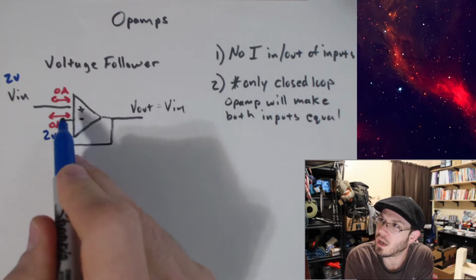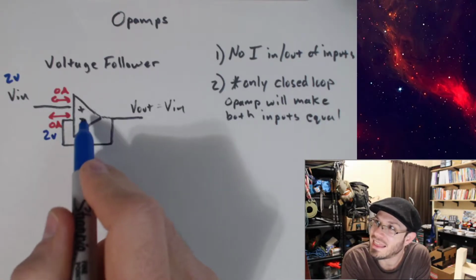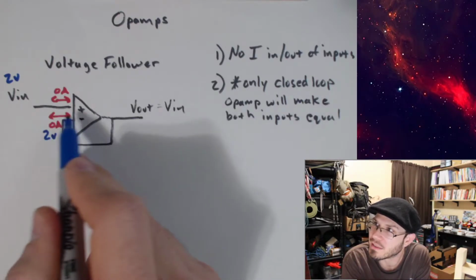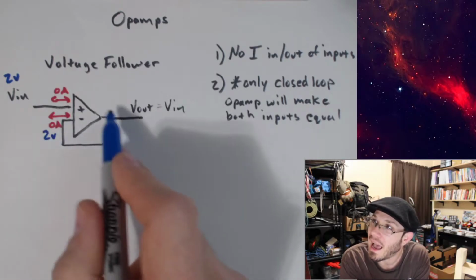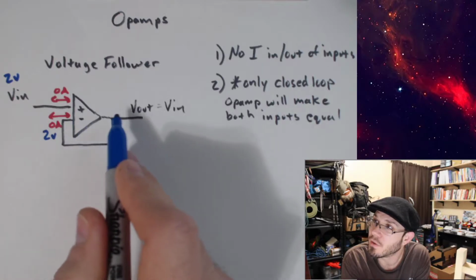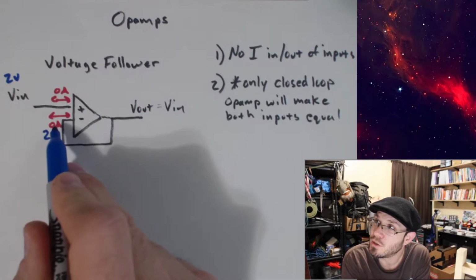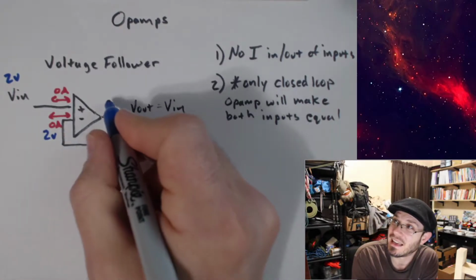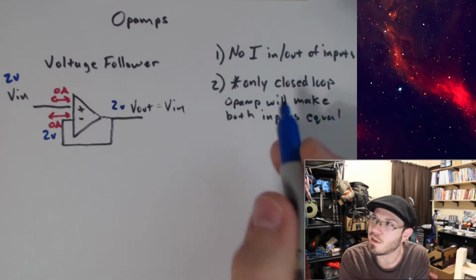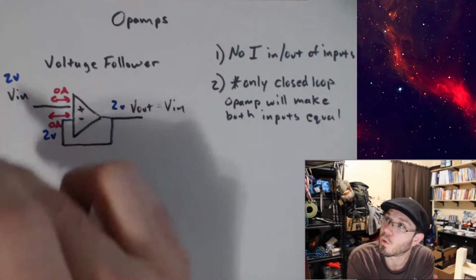Why do we have 2 volts on this input? Well, it couldn't have been changed by the input. The input has no ability to affect the voltage here, but the output does. Since we have this direct connection from the output back to the input, if this is 2 volts, it was made 2 volts by the output. So using this really simple rule, you can figure out that V out is going to be equal to V in for this circuit.